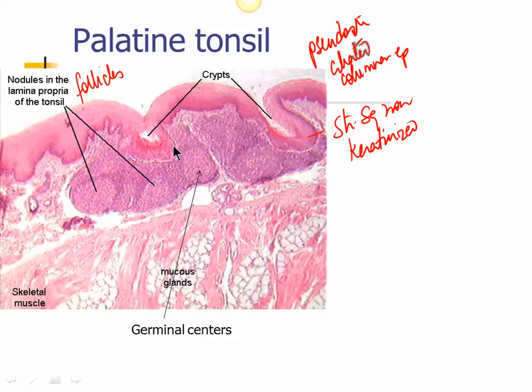And since tonsils tend to get infected very often, what you'll have in the lymph follicle is a central area which might be lighter staining. So you can see this central area here is lighter staining. That is known as the germinal center.